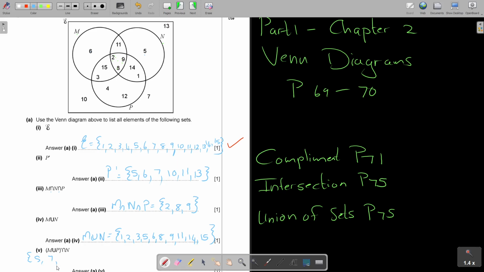Okay. M union P: 5, 7, 10, and 13. Okay, I like to always write, and then this is the intersection with N. So what is N? N is just the elements of N.